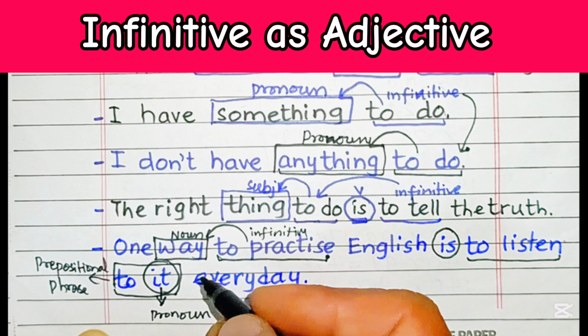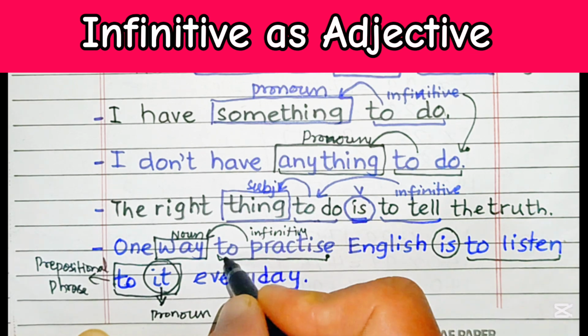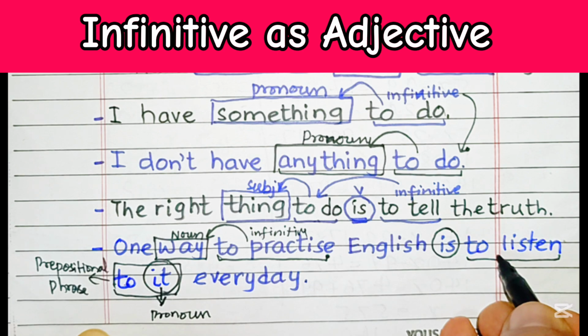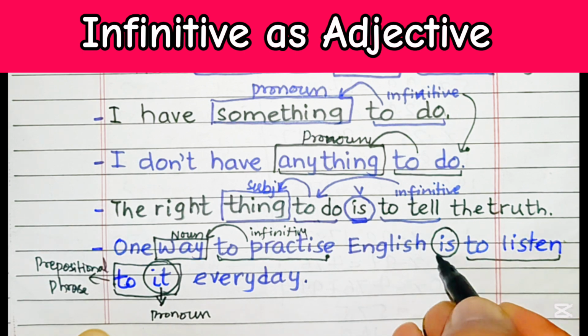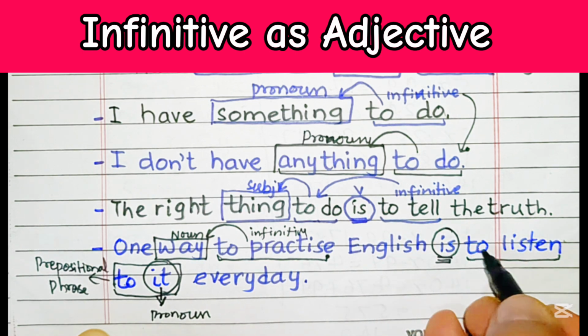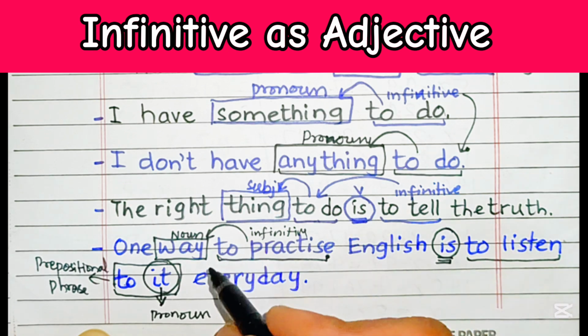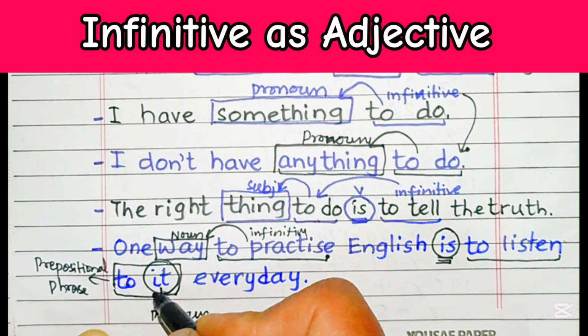Here we have an infinitive, to practice, this one. Here is another infinitive, to listen, following this verb over here. And then here, to it is a prepositional phrase.